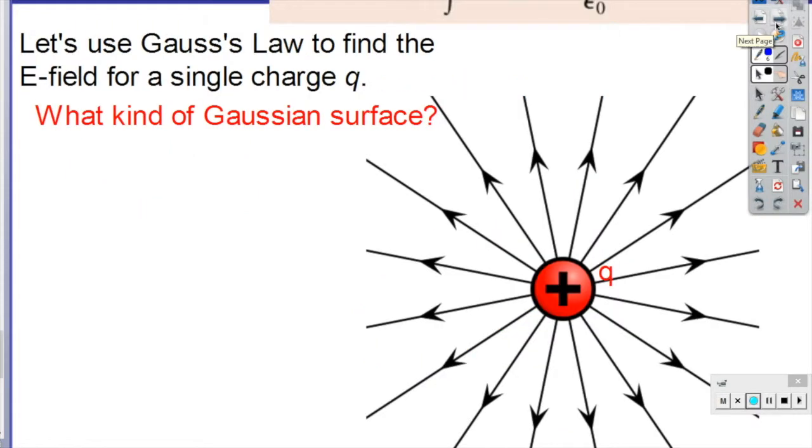What about this one? What if I have a single point charge? So single point charge, what kind of Gaussian surface would I use there? What kind of symmetry does it have?